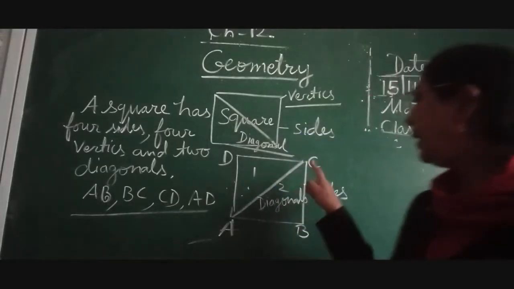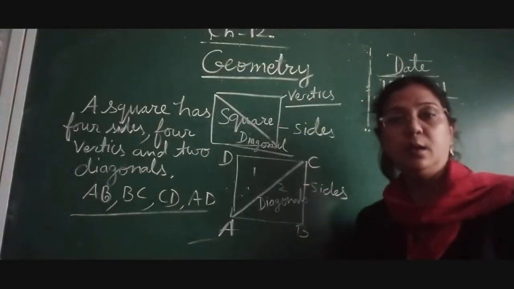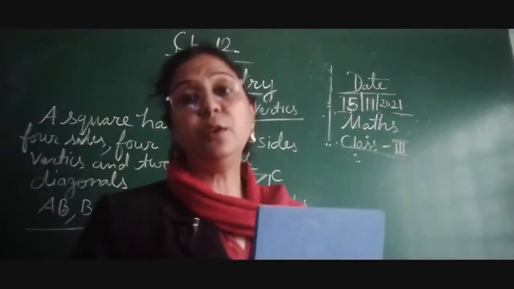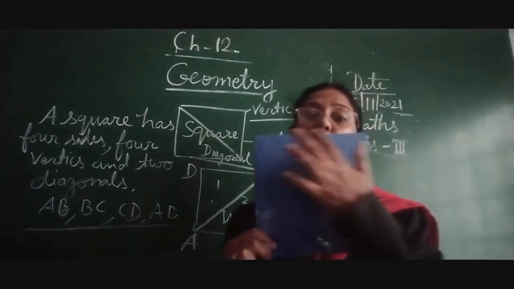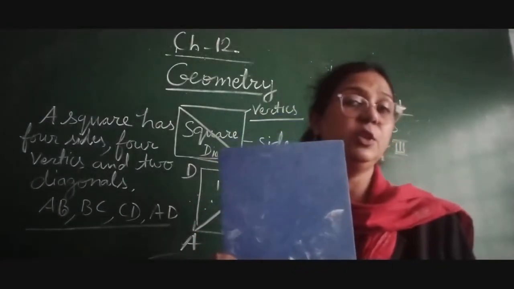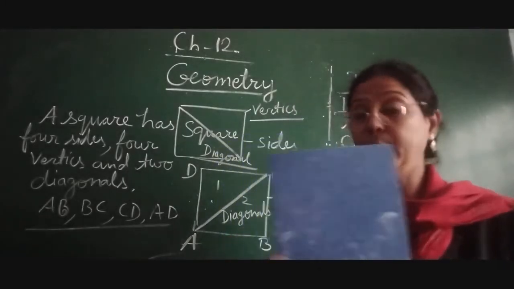इसकी सारी side क्या है? बिल्कुल equally distributed हैं. Okay children. So the important feature of square is the four sides are equal. Okay children. This is an important feature of square.